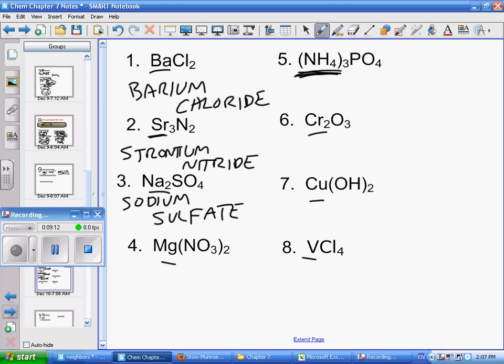Okay, number 4. Magnesium. Flip the page over on your ion side, find the NO3 combination, nitrate.